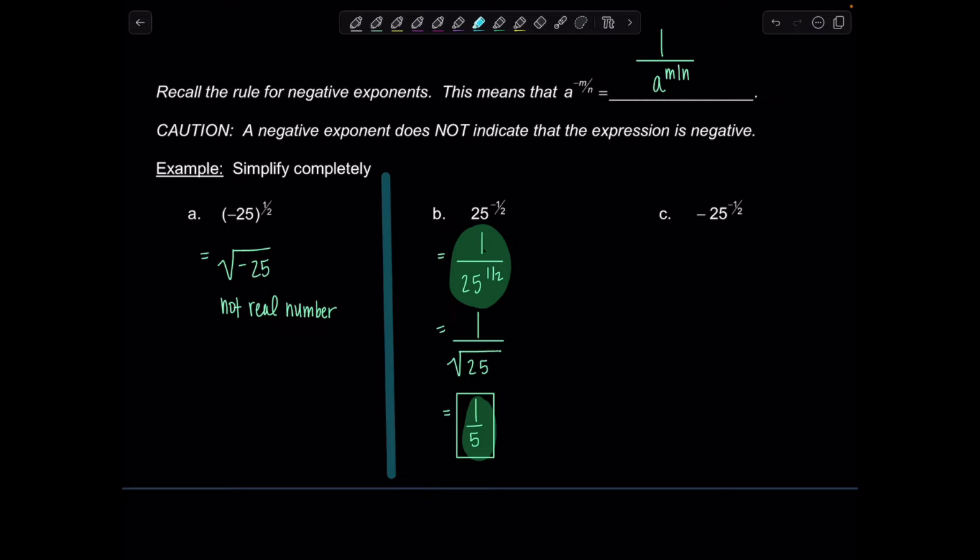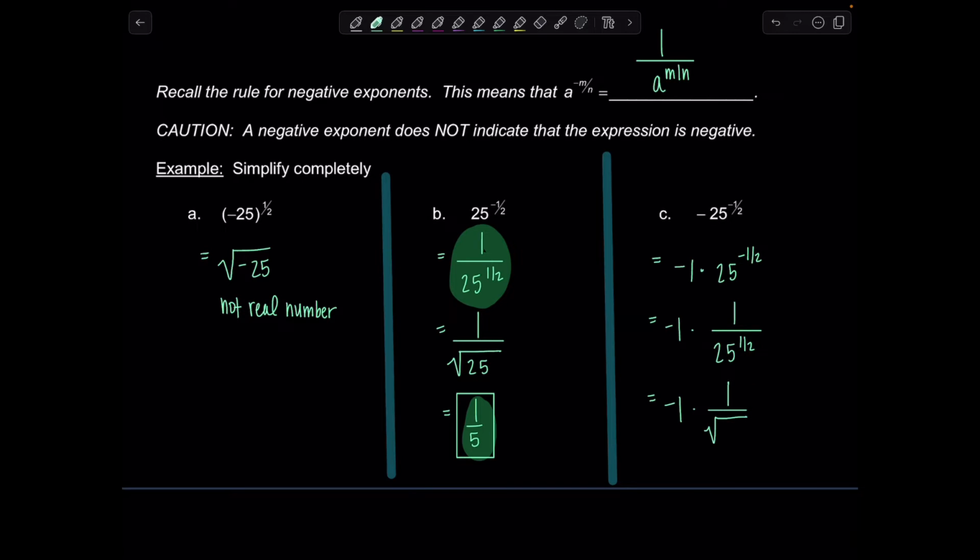And then example C, this time you see how the negative is not in parentheses with the 25? So then it's like a negative 1 being multiplied by 25 to the negative 1/2. So then this is just negative 1 times 1 over 25 to the 1/2. And that's negative 1 times 1 over square root of 25. We know that that's 1/5, and then we just have a minus sign in the front. So our final answer is negative 1/5.